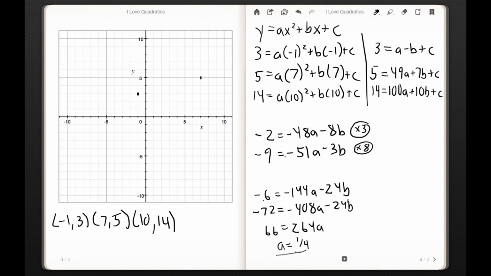So let's substitute back into either of these two equations. We're substituting a in. So what number is going to multiply by a easier, 48 or 51? Well, that's going to be 48. We're going to get an integer number doing that. So we'll get negative 2 equals negative 48 times 1/4 is negative 12 minus 8b. So now we'll get negative 8b equals 10. So b will be negative 5/4.